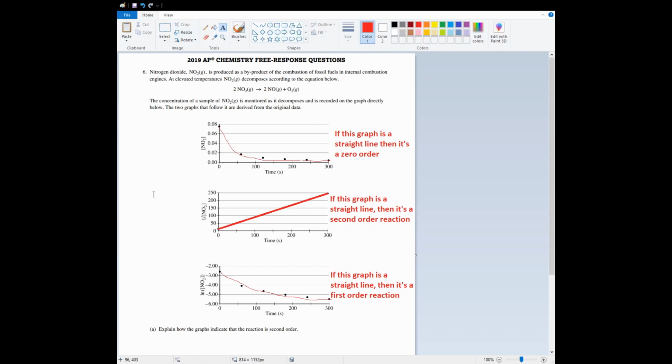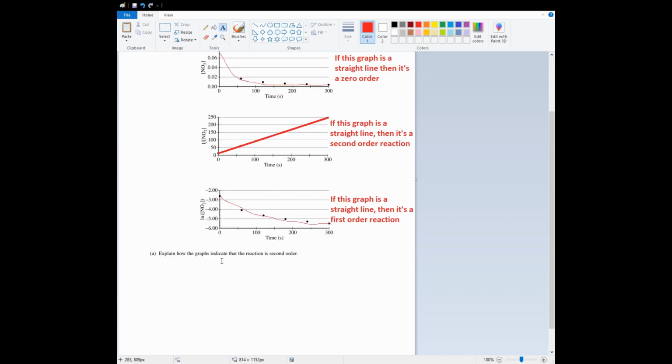Okay? So, notice how the AP people tried to make a mess for you. They didn't do zero, first, second. They did 0, 2, 1 to trip you up. So what you need to pay attention to is, it's time versus what? Time versus concentration, zero order. Time versus 1 over concentration, second order. Time versus the natural log of concentration, first order.